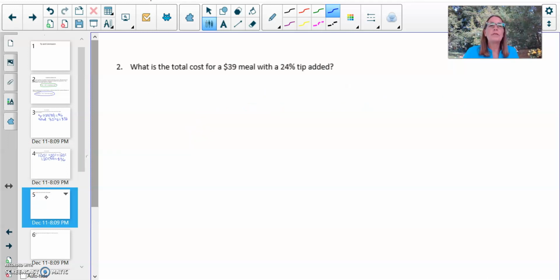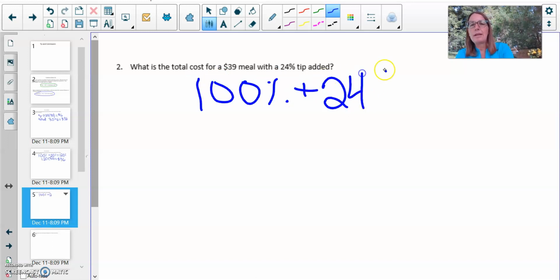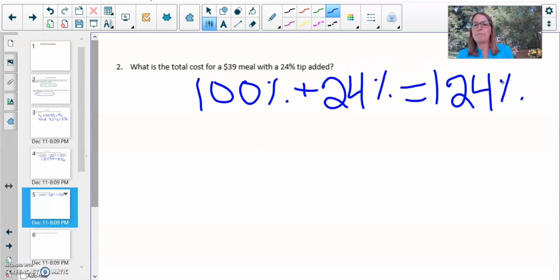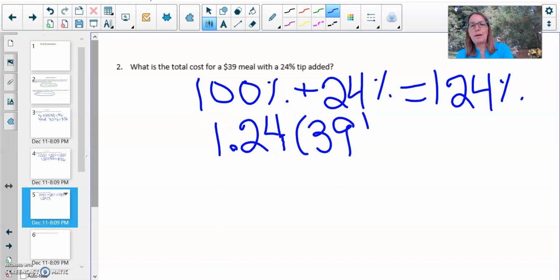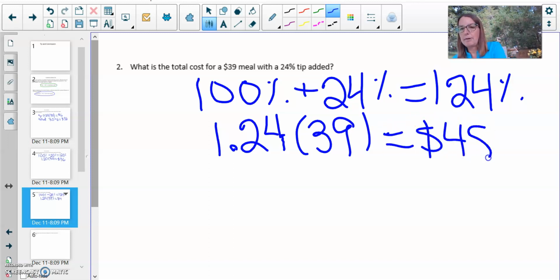What is the total cost for a $39 meal with a 24% tip added? So I prefer that percent increase. So I'm going to take 100%, add 24% to it. So I'm paying for 124%. Change that to a decimal, 1 and 24 hundredths. Multiply it by the original price, 39. Use my calculator to multiply it out. The amount including tip that I would leave would be $48.36.